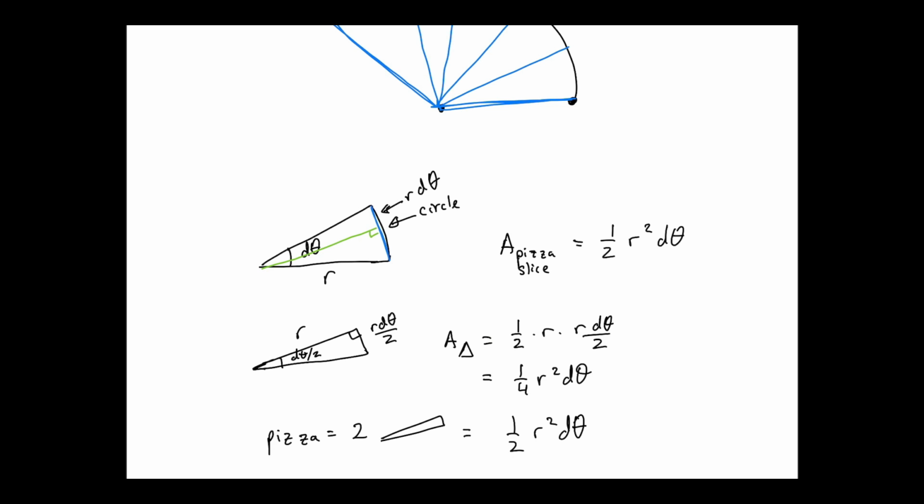Sorry. Sure. So I can understand why the green line is R. Okay, it's approximately R. Now in my pizza slice, the green line is not quite R. It's a little bit short. But if I make d theta really, really small, then it approaches R in a limit. And that's exactly what I'm doing.